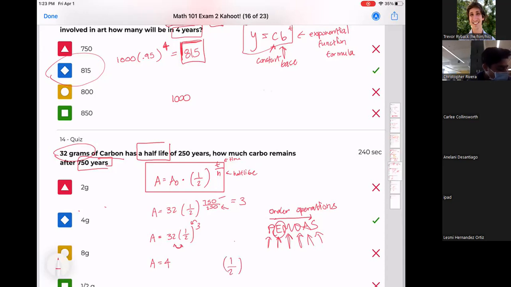So we would actually do 1/2 times 1/2 times 1/2. That would give us 1/6, or wait, my mistake, 1/8. 2 times 2 is 4, 4 times 2 is 8. So we get 1/8. Then we would do 32 times 1/8, which is essentially 32 divided by 8, which is 4. And that's how you would get 4 grams.